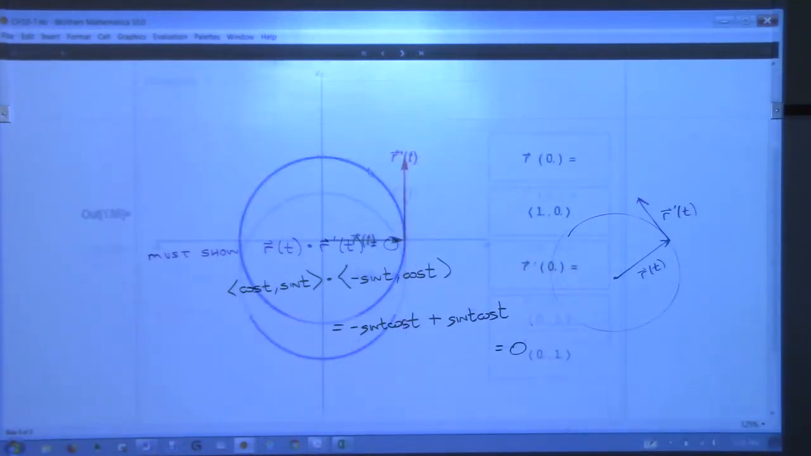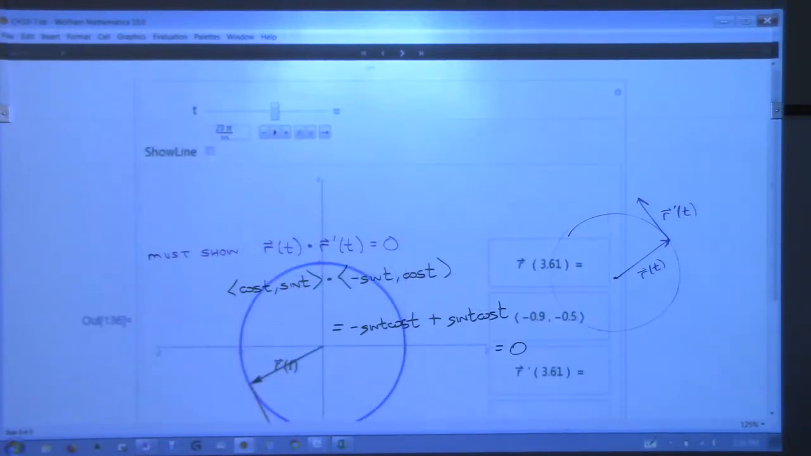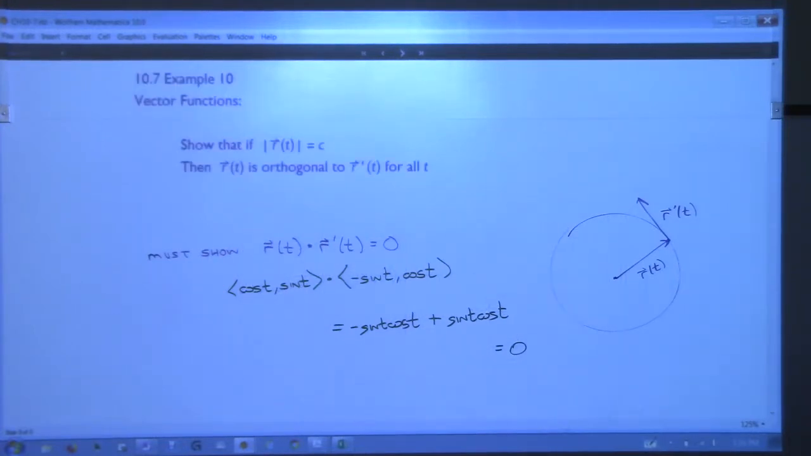I have the graph. I mean, that's just to show you what I just said, right? No matter, as we draw the circle, our tangent vector, r prime of t, is always orthogonal to r of t. Questions?